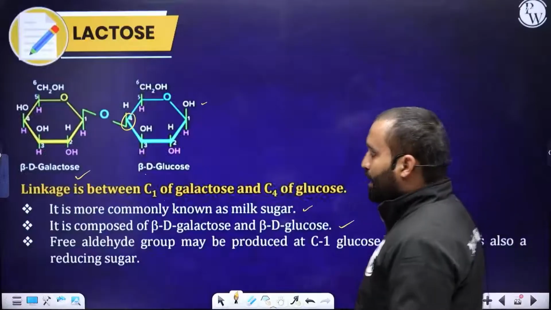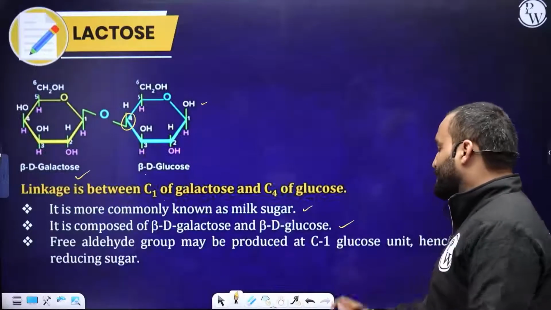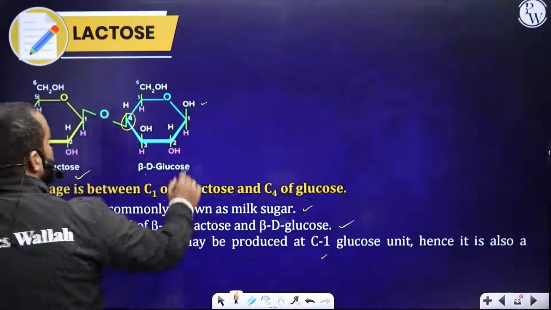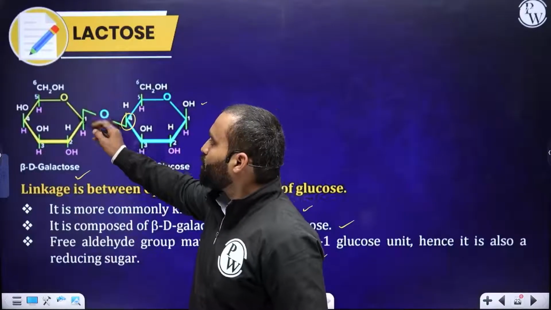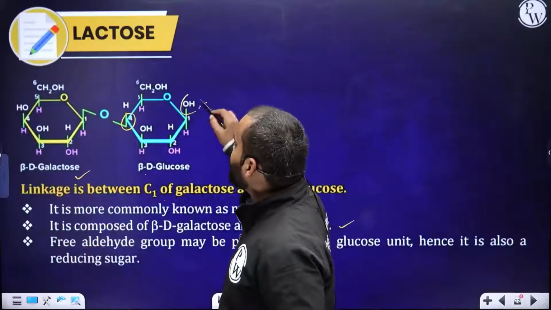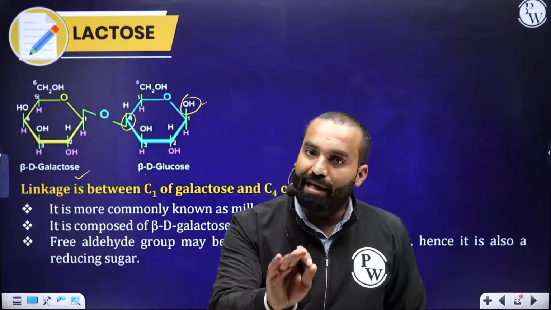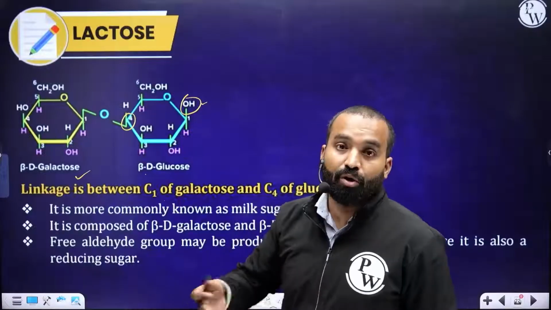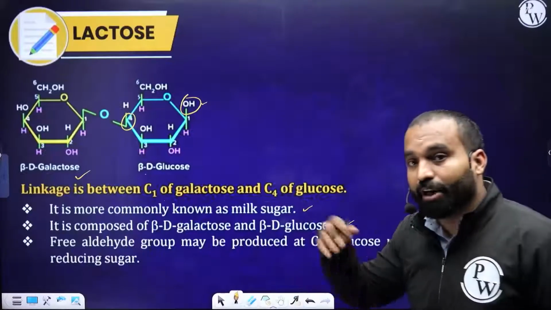The free aldehyde group may be produced at C1. Do you notice that here there is C1 present, here also there is C1 present. Here, is there any OH free? No. Is there an OH free over here? Yes. If the OH at carbon number 1 is free in glucose, then it will be a reducing sugar because it can be oxidized and it will reduce others.